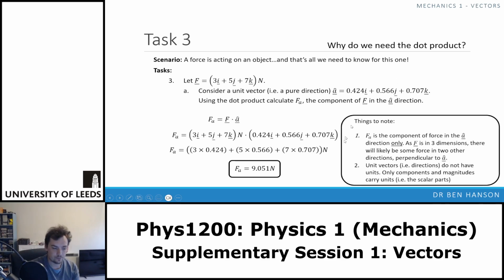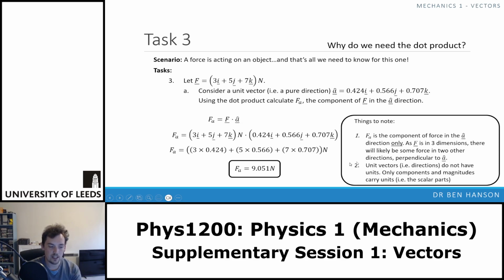Things to note here is that that component is the component of the force in that direction, only that direction. F, though, is in 3 dimensions, right? If you were to work out the magnitude of this force, it would be greater than this. So that means that there is some force in the other 2 directions, potentially directions that are perpendicular to this one. Just like we've got X, Y, and Z, we might have 3 other perpendicular directions. But whatever that direction is, F_A is the amount of this force in that direction, so long as it's a unit vector.